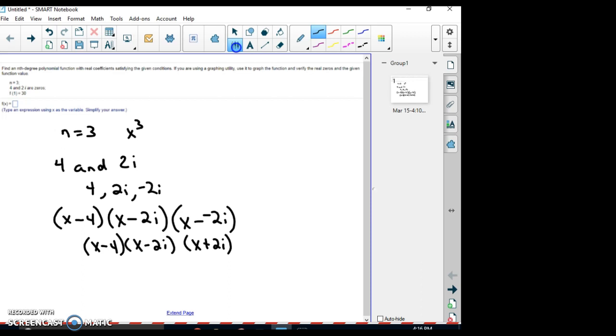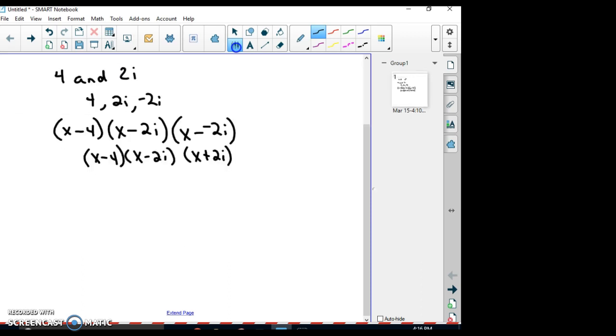Now, when you multiply this out, you will always want to multiply out the imaginary factors first, because if you FOIL this out, your imaginaries will cancel. So I'm going to FOIL this out. X times x is x squared. X times 2i is 2ix. Negative 2i times x is negative 2ix. And negative 2i times positive 2i is negative 4i squared.